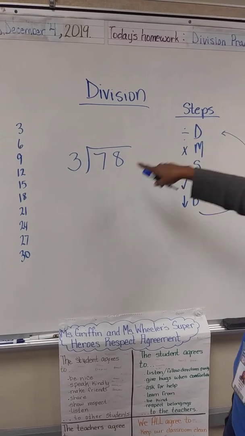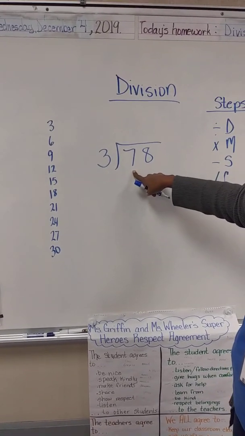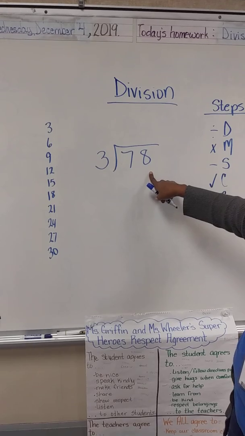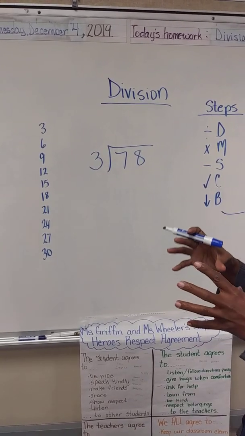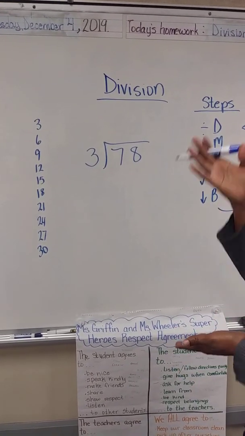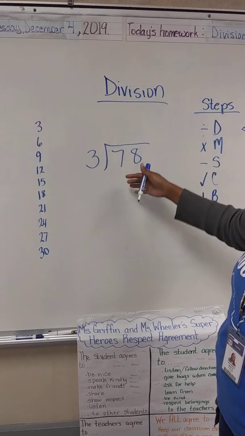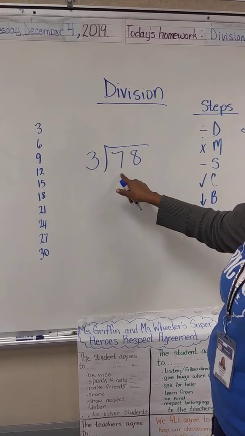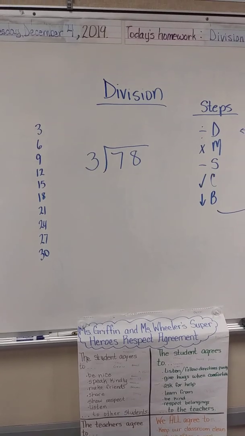So the first thing that we're going to do is divide. Step 1 is divide. So I'm going to divide my tens. I told them that when you have 2 digits, we're going to take it in smaller chunks. Instead of a whole big cake, we're going to cut the cake in smaller pieces. We're going to start with the tens place.